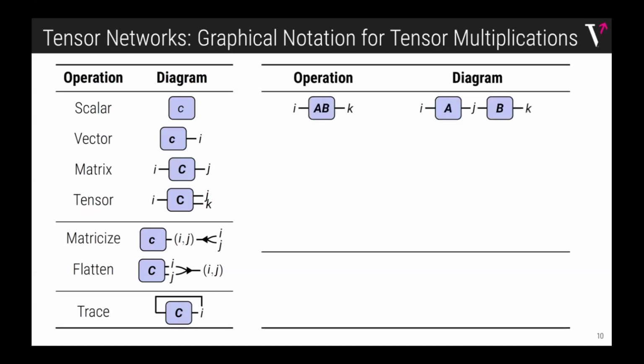Now we can write down these operations we saw earlier on matrices. So for example, if we wanted to multiply two matrices, we will just put the two boxes for the matrices and connect the column index of A with the row index of B. If we were to compute element-wise products, we would connect the row and the column indices, but not close the connection because we don't want to sum. We want to preserve the index, so we'll have a leg sticking out.